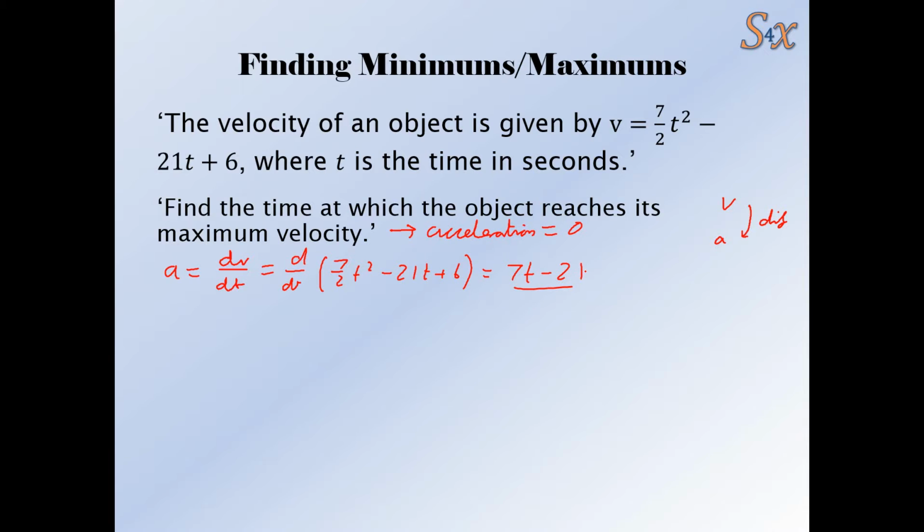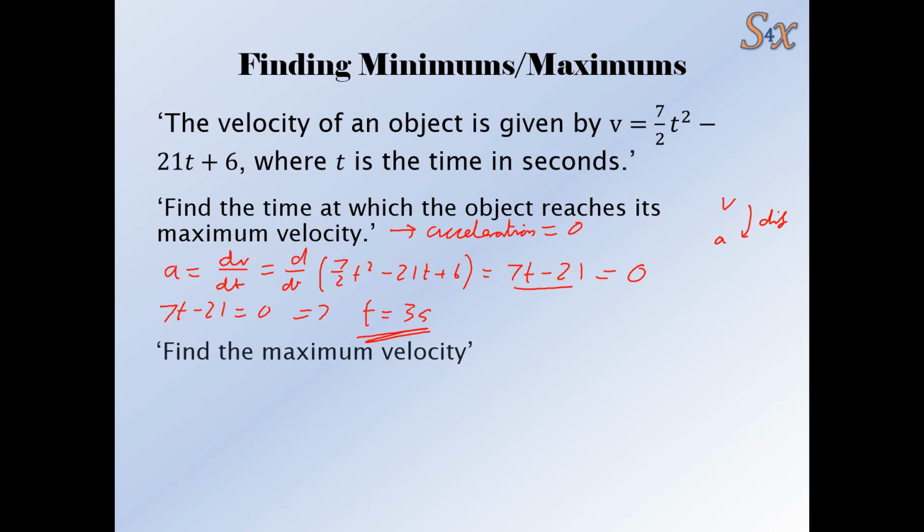Now, that is going to be equal to 0. We said the acceleration is equal to 0. From that, we can find a time. So if 7t minus 21 is 0, that means t is 3, yeah? If you bring your 21 to the side, divide by 7, you'll find t is 3 seconds. Okay, so that's the time at which the object has its maximum velocity.